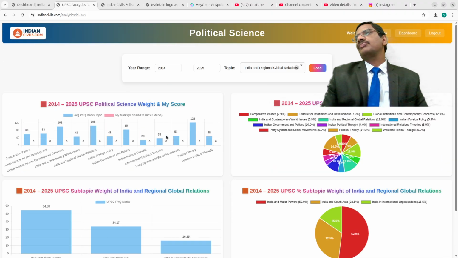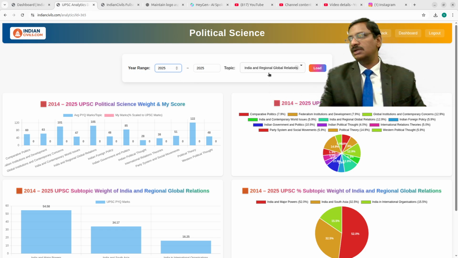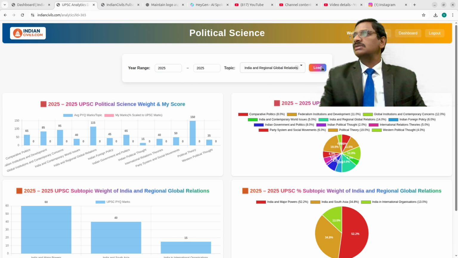Now see this, here not just 12 years, you can also ask for one particular year and then take this one. Suppose you take only 2025, this year, you just click on load and you will see that political theory is getting 150 marks. See, this 150 marks alone to one particular topic.